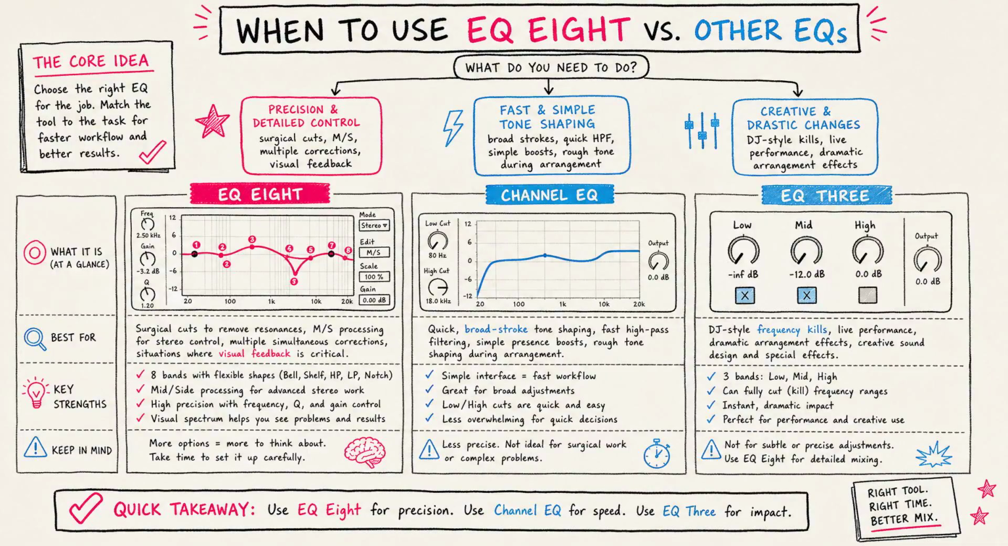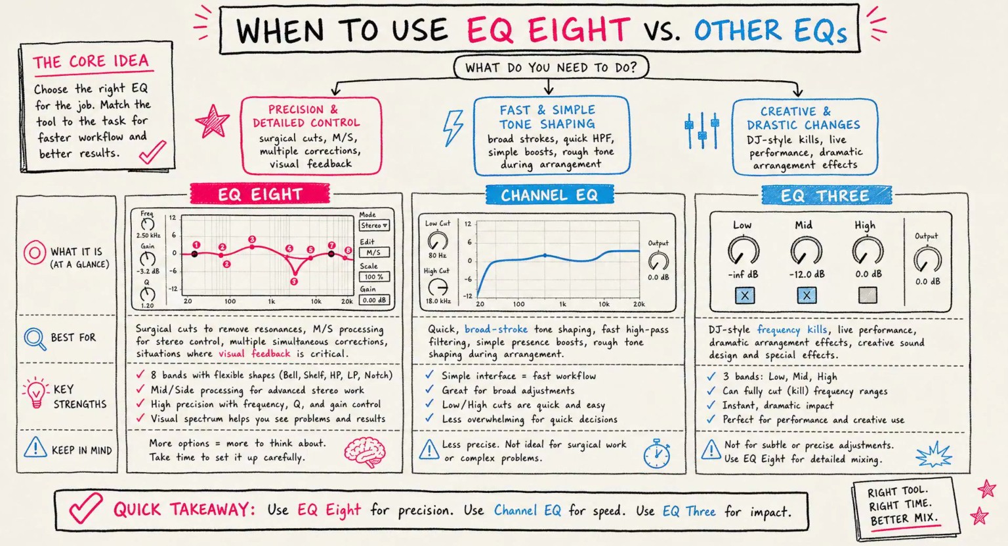EQ3 offers DJ-style frequency kills with 3 bands, low, mid, and high, that can completely remove frequency ranges. Use it for live performance, dramatic arrangement effects, or creative sound design where you want to isolate or eliminate entire frequency regions rather than make subtle corrections.